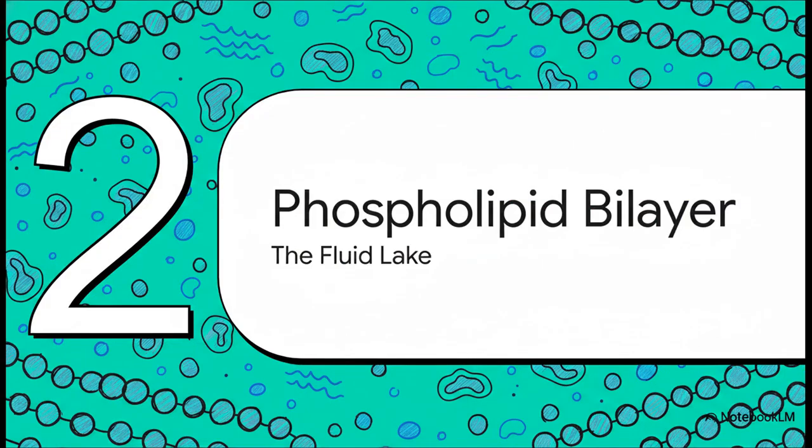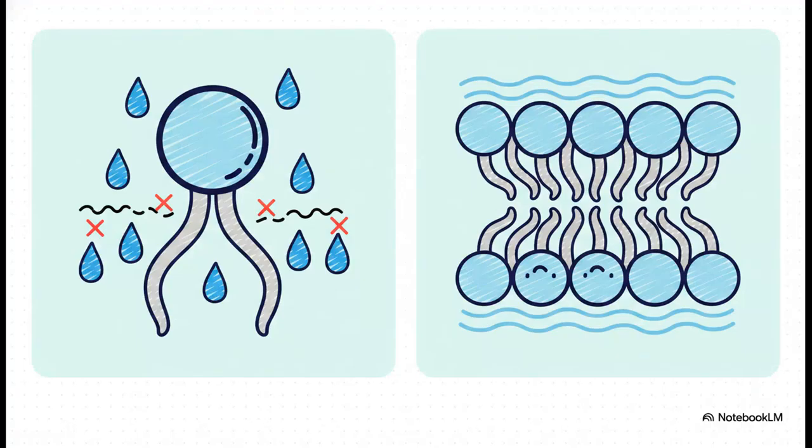Moving on to Part 2, the phospholipid bilayer. Think of this as the fluid lake of the membrane. So, these amphipathic phospholipid molecules are characterized by their dual thermodynamic properties. Basically, they have a split personality. Their hydrophilic, or water-loving, heads seek out interaction with the watery environments of the cytoplasm and the extracellular matrix. Meanwhile, their hydrophobic, water-fearing, tails cluster together in the middle to completely avoid that water.